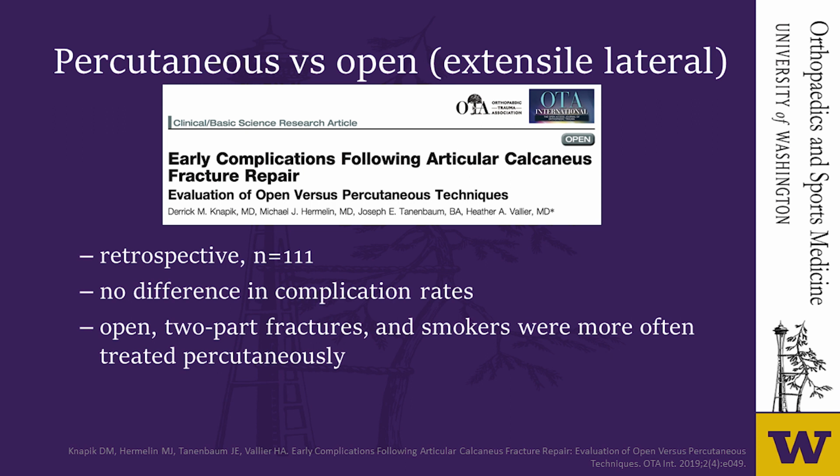A retrospective study published in 2019 comparing percutaneous versus the open extensile lateral technique found no difference in complication rates. Fractures that were open, 2-part, or in smokers were more often treated percutaneously. In the open group, they noted a significantly higher rate of restoration of Bohler's angle at 100%, as well as a significantly higher rate of anatomic reduction compared to the percutaneous group.